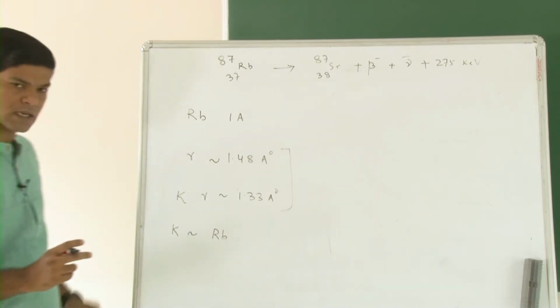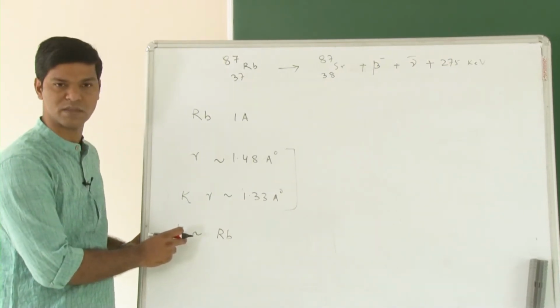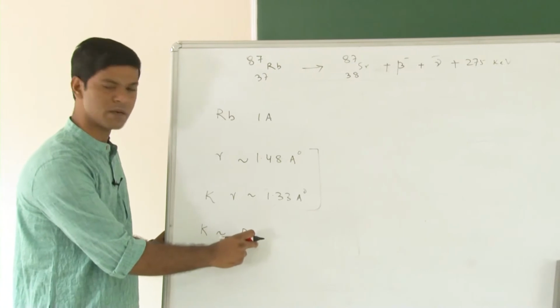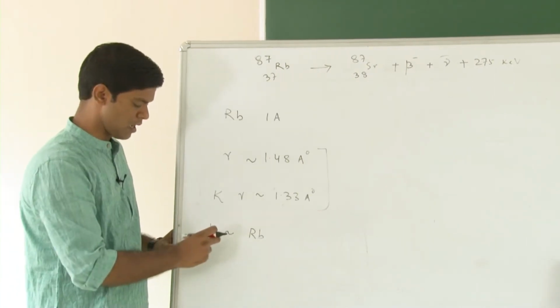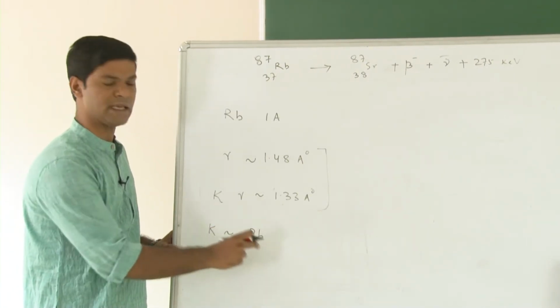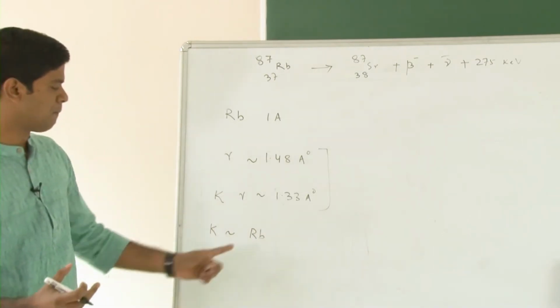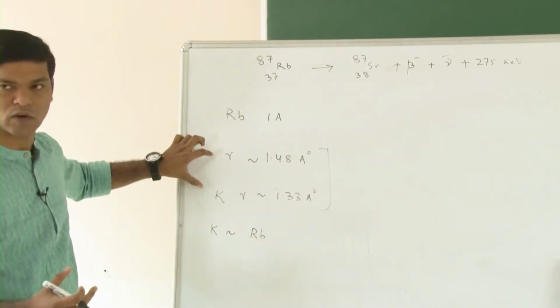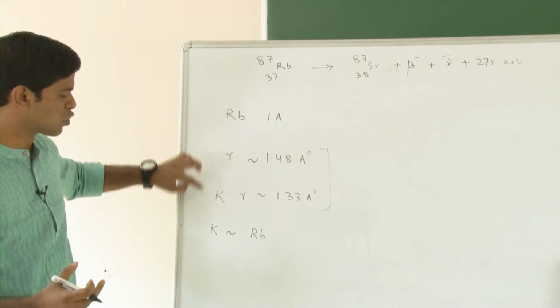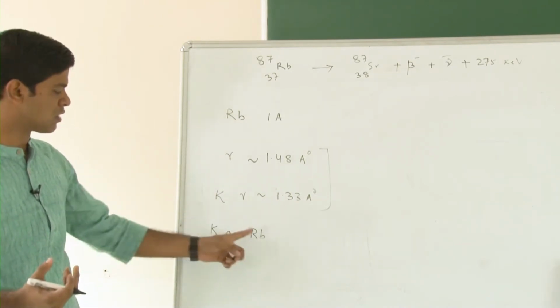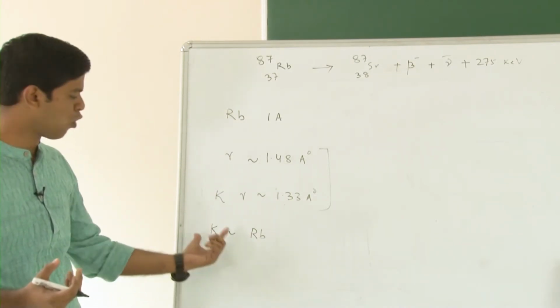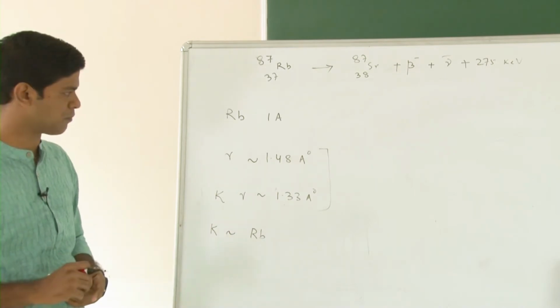So, in minerals, potassium is found as a major mineral, whereas rubidium is a trace element, and a potassium-rich mineral is likely to have more rubidium, mainly because they have similar ionic radius and oxidation state. So, one can replace the other. That is why you are likely to have more rubidium in a potassium-rich mineral.